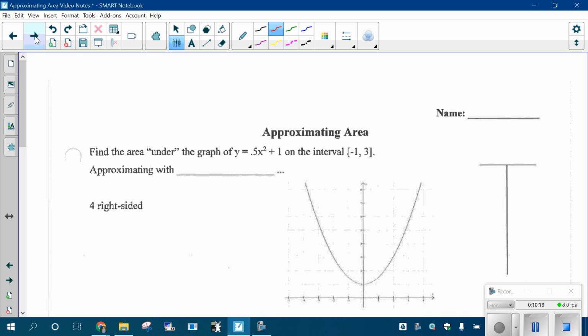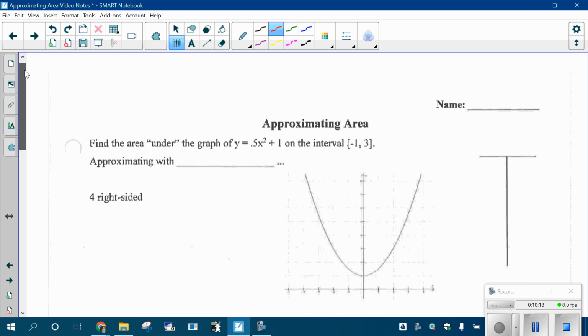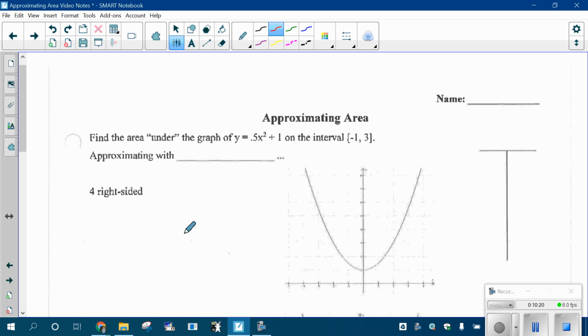What I want to focus on now is the different ways to draw these rectangles. I think the Desmos, again, will help clear this.